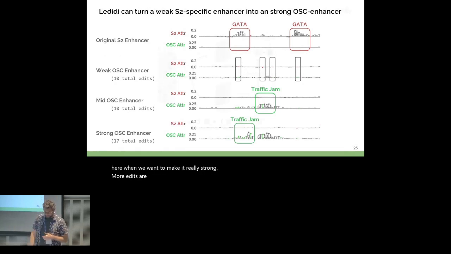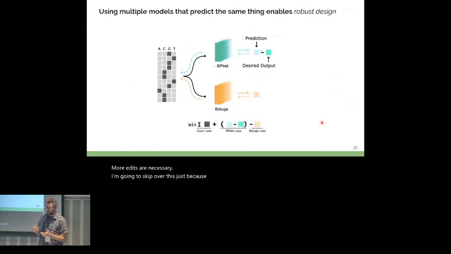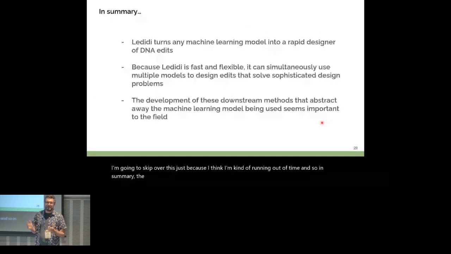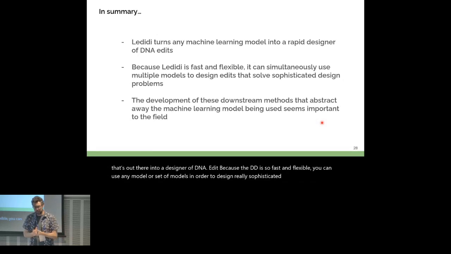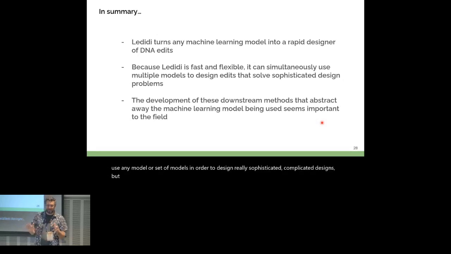I'm going to skip over this just because I think I'm kind of running out of time. And so in summary, Ledidi is a method that designs DNA by turning any machine learning model that's out there into a designer of DNA edits. Because Ledidi is so fast and flexible, you can use any model or set of models in order to design really sophisticated, complicated designs. But I want to take a little bit of a step back again.